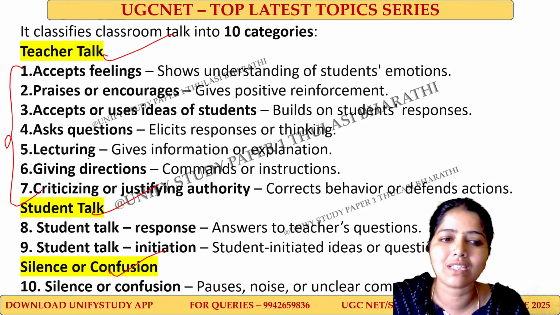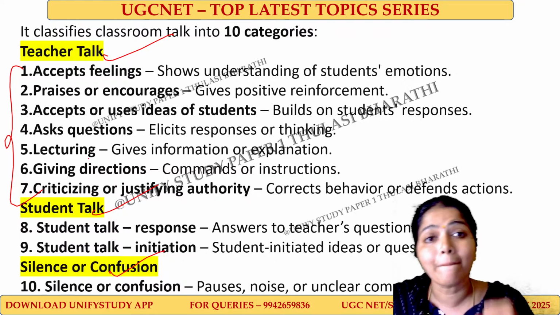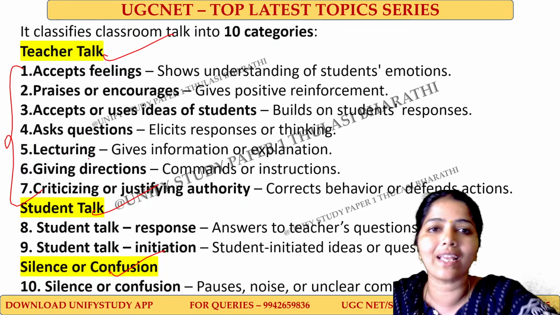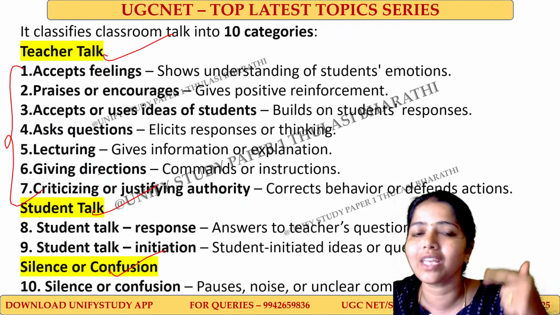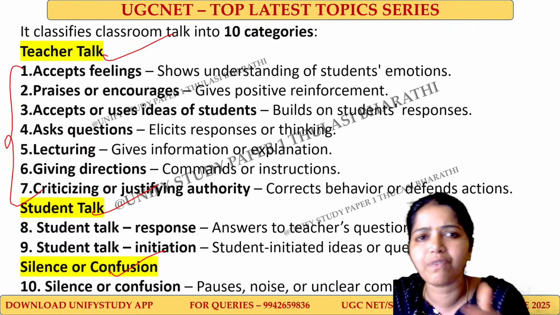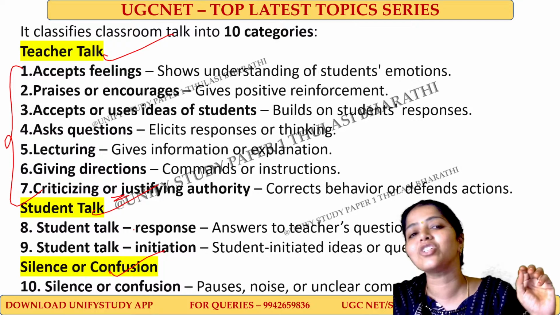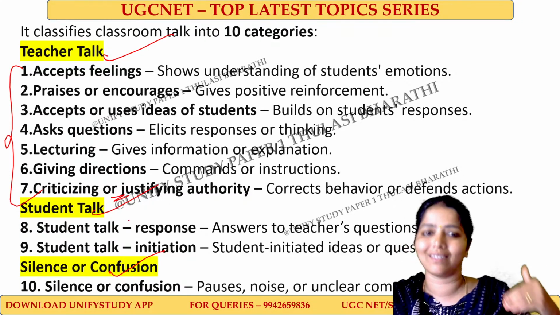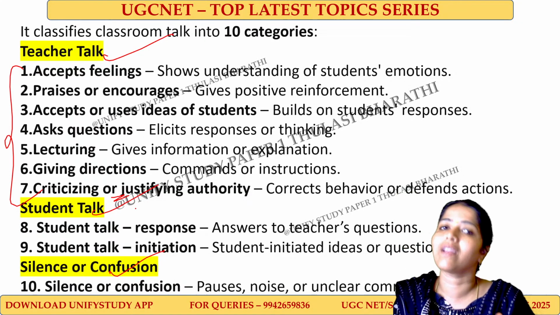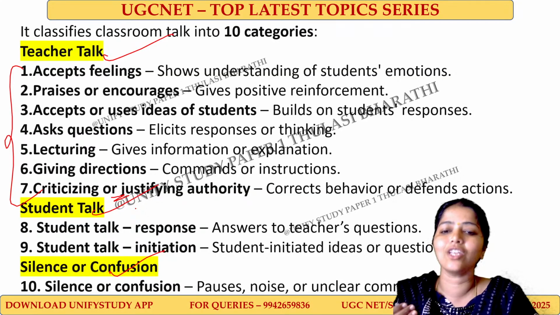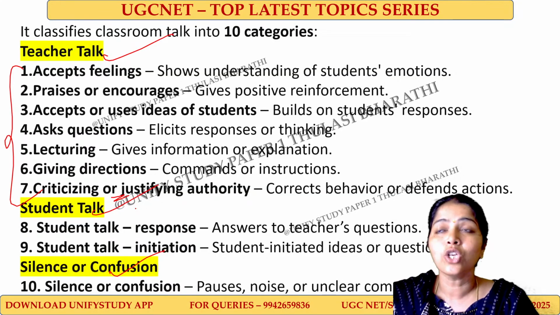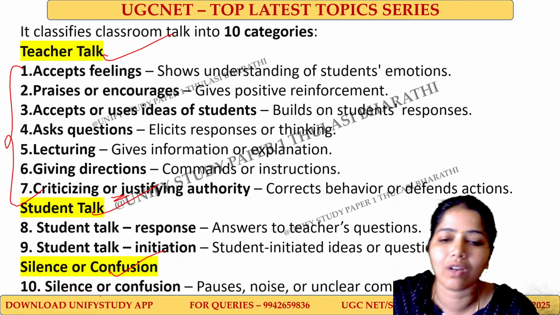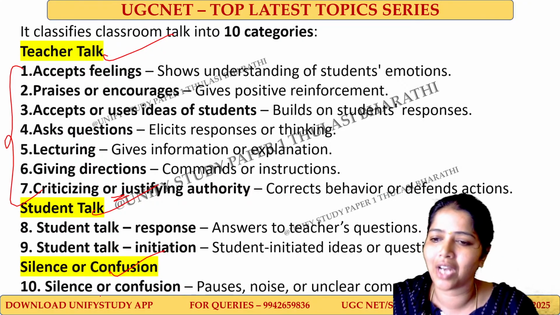For teacher's talk, we have 7 categories: accepting the feelings of the students, praising the students for whatever they have done, getting the ideas of the students, asking questions so that they can be engaged in the classroom, lecturing, giving information, giving ideas, feedback, directions, criticizing and justifying the authority. If ever they do wrong, we have to correct them, right? These are the talks done by the teacher. On the student side, they should respond to whatever the teacher has been asking. They should take initiation to do things and generate ideas. So the teacher should do these things and students should do these things, right? And sometimes there will be silence or confusion because of unclear communication, right?